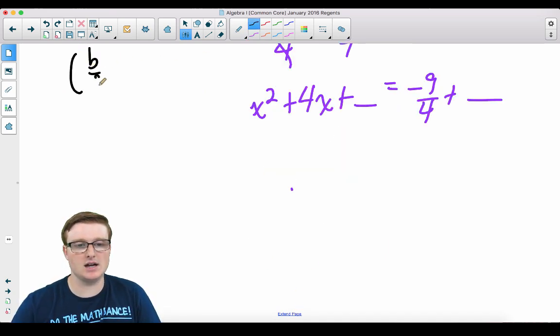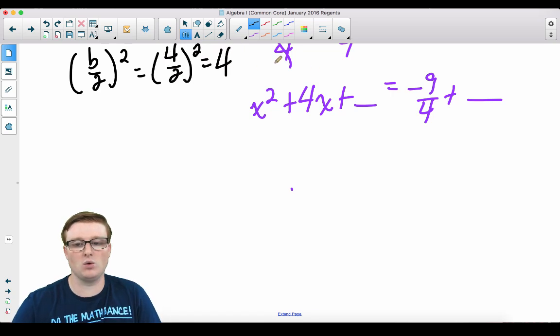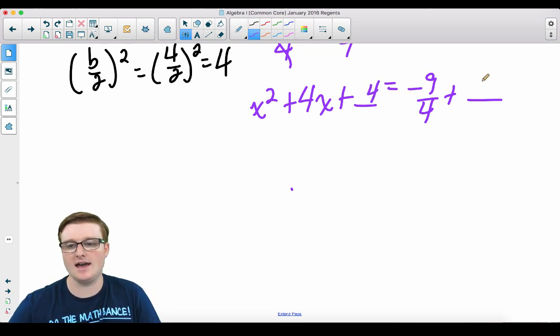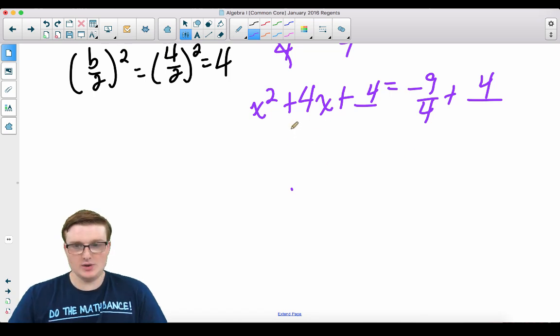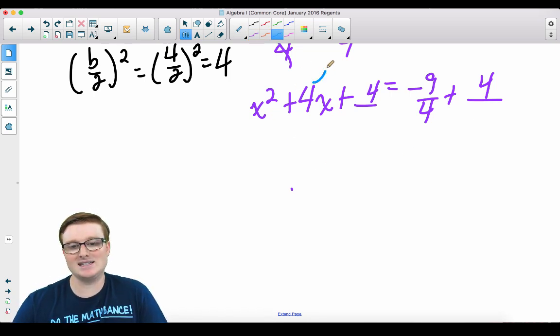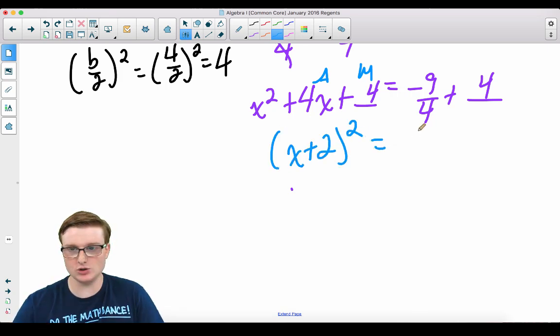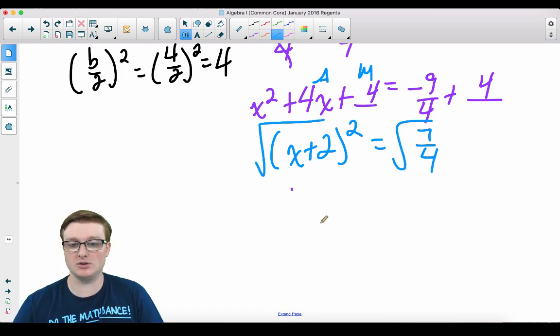So we take b divided by 2 squared. That is 4 divided by 2 squared, which is equal to 4. So this is going to be 4 and 4. So now we factor. What adds to positive 4 and multiplies to give you positive 4? That's just x plus 2 squared is equal to 7 fourths when you combine the 4 and the negative 9 fourths in the calculator. Now you take the square root of both sides.